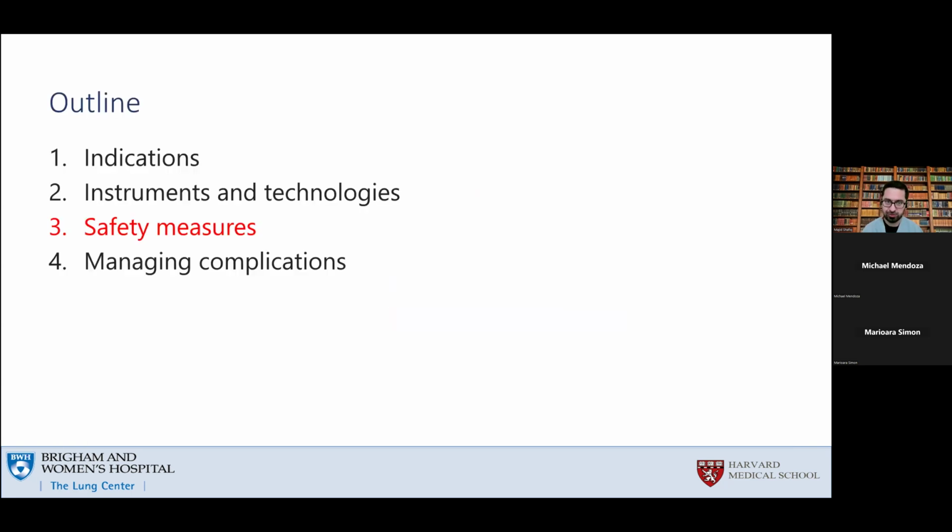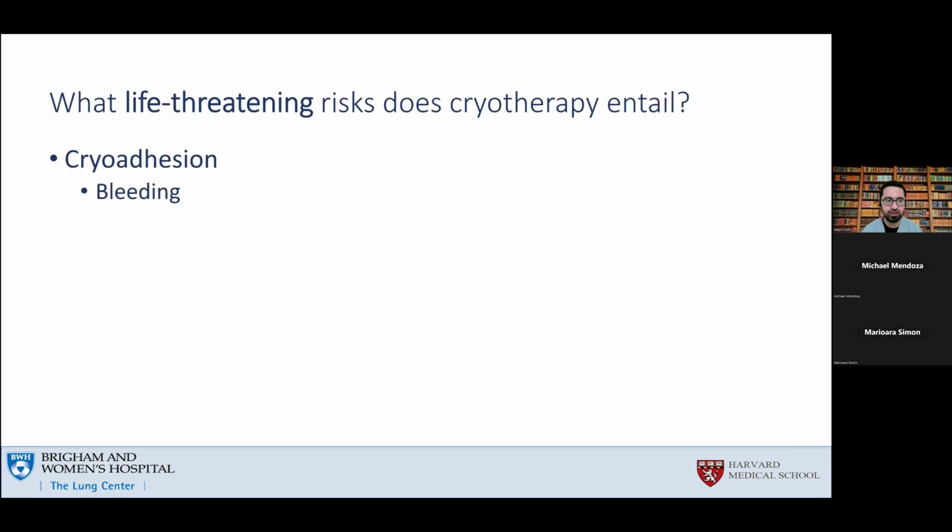Safety measures. We've talked about it a little bit already. As I promised, there will be some overlap, but let's really dive deep into safety. So first, let's remind ourselves of what the life-threatening risks are that come with both cryotherapy and APC. A lot of those are similar across the different types of tools that you might be using, but I'm really using these two most commonly used technologies as examples.